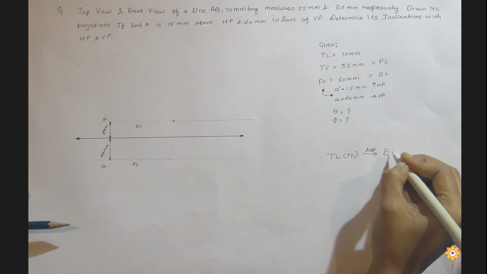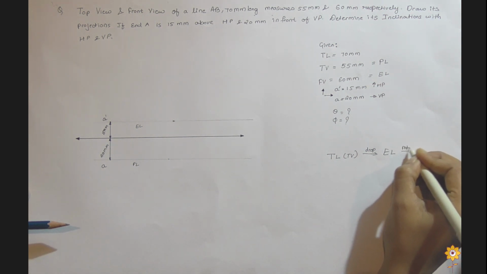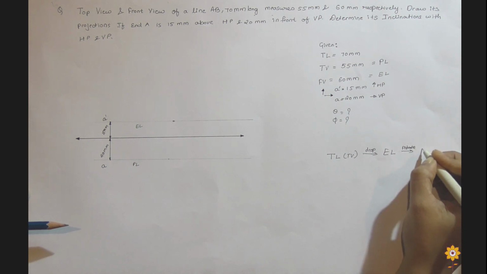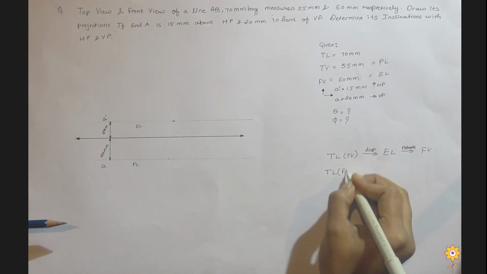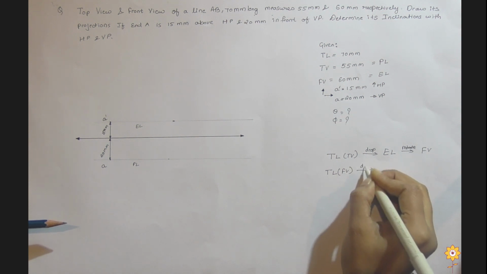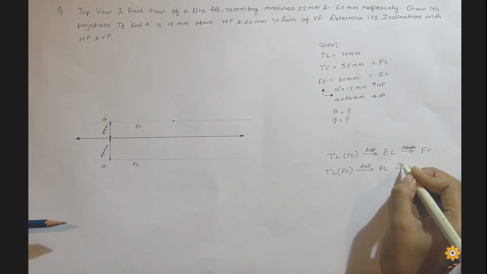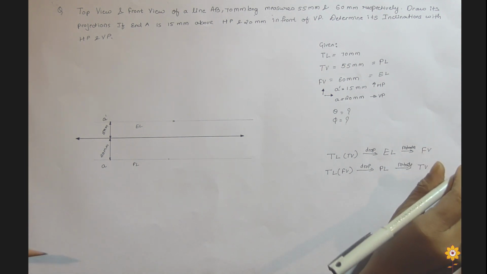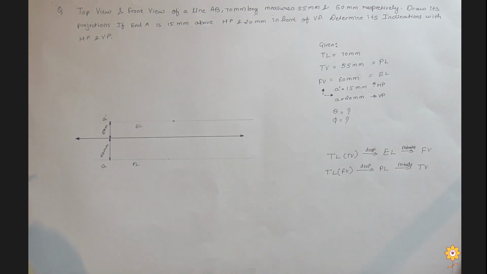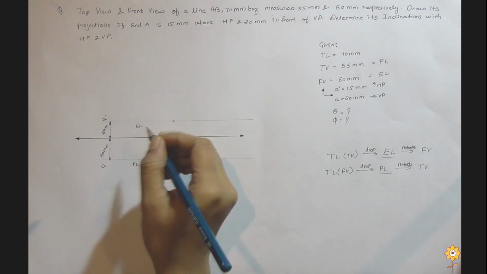If I drop this line, I would get my elevation length, and then on rotating the elevation length, I'll get my front view. Similarly, from the true length of the front view, if I drop that, I would get my plan length, and if I rotate the same line, I would get my top view. Now I have EL and PL here.